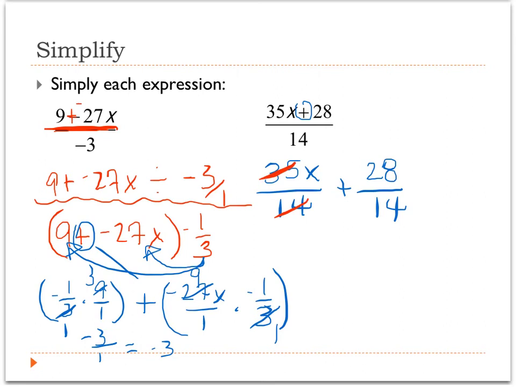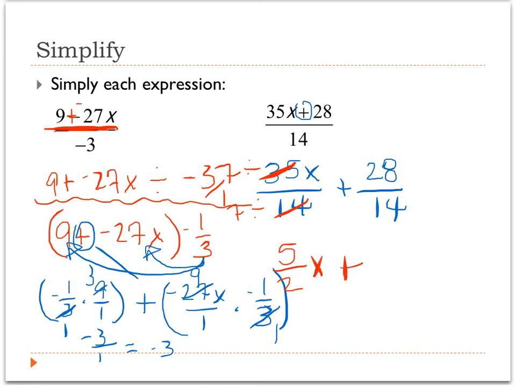So what I can do is divide them both by 7. So 35 divided by 7 is 5, and 14 divided by 7 is 2. So that's what I did. I divided them both by 7. So then I come up with 5/2 times x.